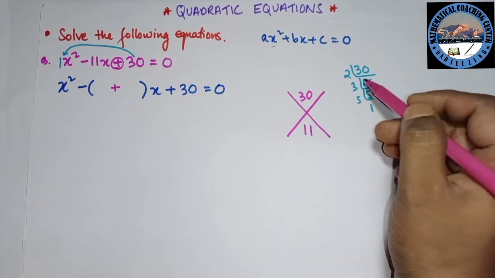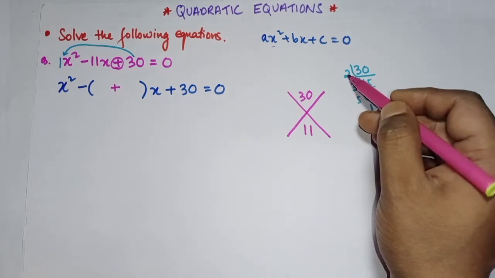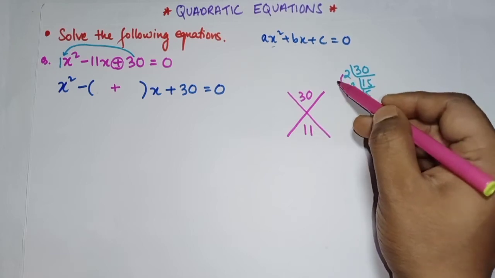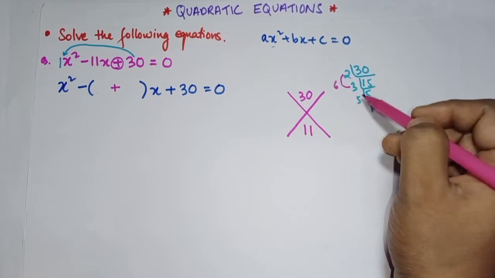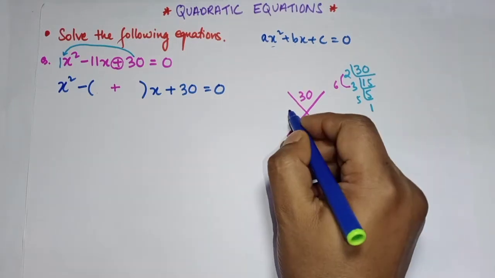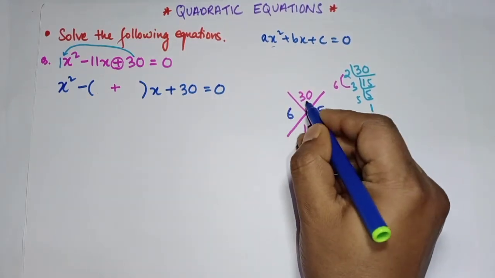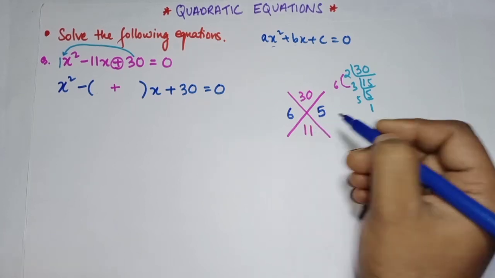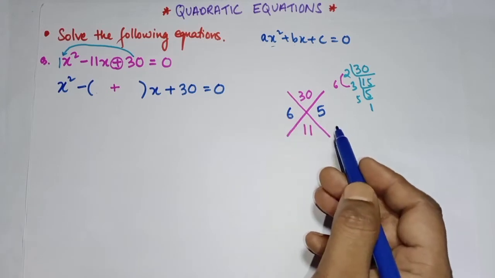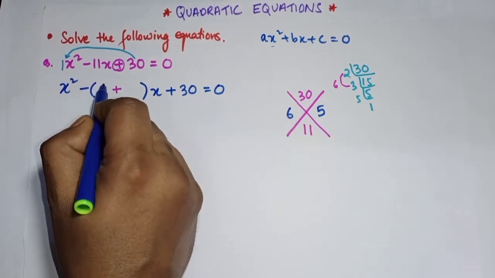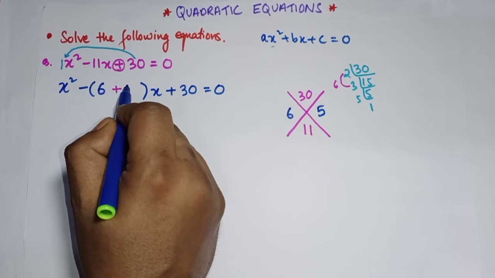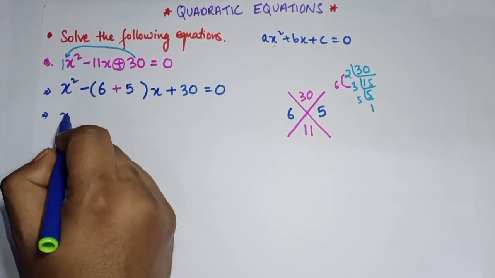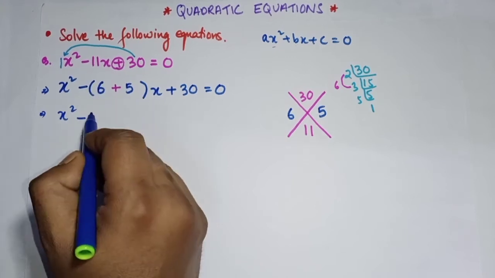Okay, so can it be like this? 5 3s are 15, 15 plus 2, 17, it's coming. We have to get 11. 3 2s are 6, and 6 and 5. Will it work? Yes. So 6 and 5. 6 5s are 30, 6 plus 5 is 11. So that's why it is called the magic cross rule. It should match this way. Always write the bigger number first. Okay, so 6 plus 5. Next step, what will be? X square minus 6 into x.